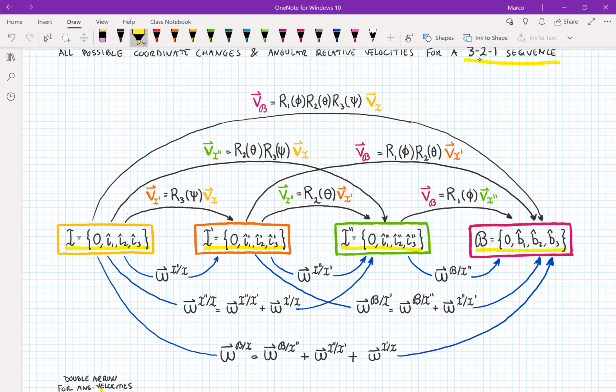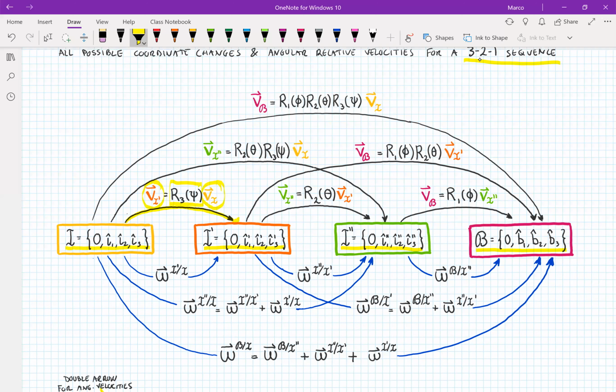So if we go step by step, then we follow, for example, this arrow over here. We know that a vector expressed in the I prime coordinates is equal to the same vector in the I coordinates, but now we have to pre-multiply it by the elementary rotation about the z-axis. So we're going to perform a rotation R3, and the angle is going to be psi. Now we have a vector expressed in the I prime coordinates.